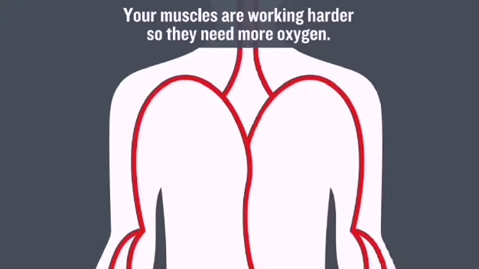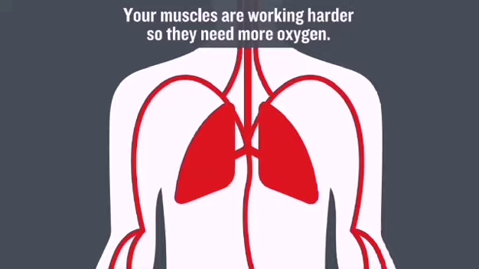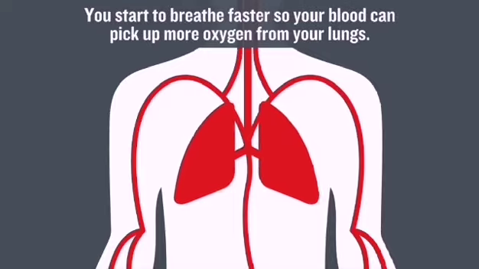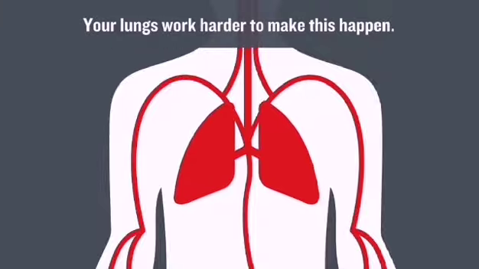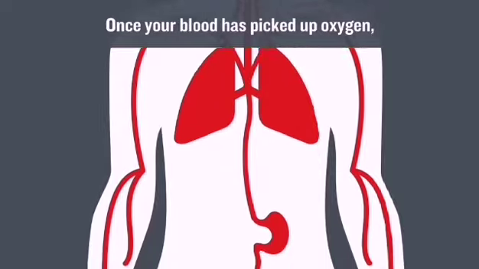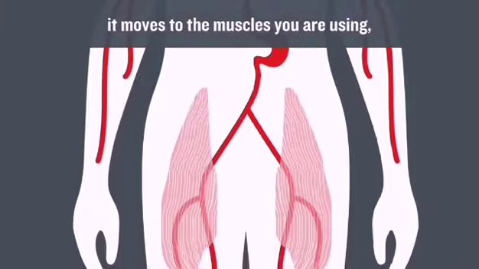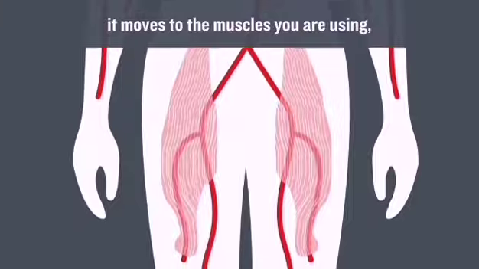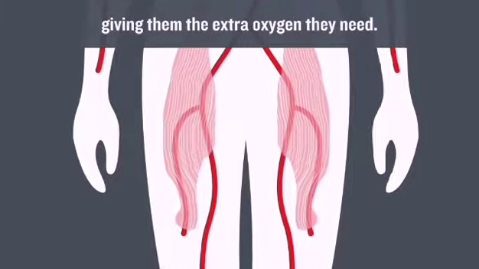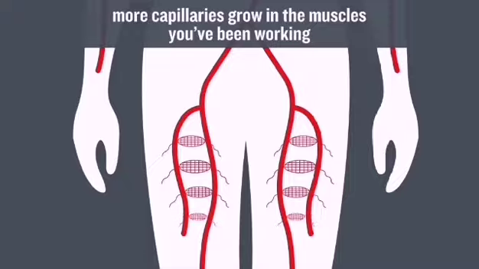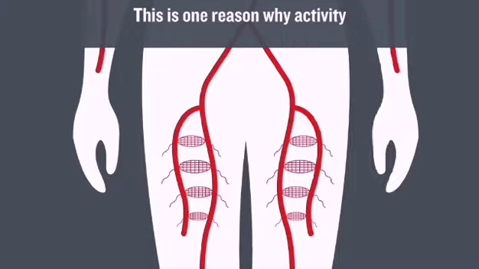Your muscles are working harder, so they need more oxygen. You start to breathe faster so your blood can pick up more oxygen from your lungs. Your lungs work harder to make this happen. Once your blood has picked up oxygen, it moves to the muscles you are using, giving them the extra oxygen they need. If you are active regularly, more capillaries grow in the muscles you've been working. This is one reason why activities start to feel easier over time.